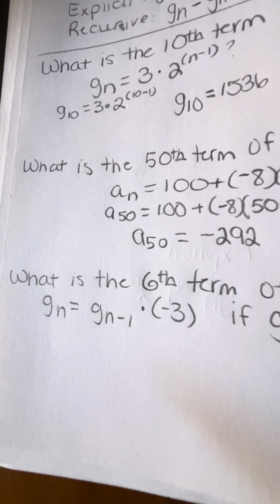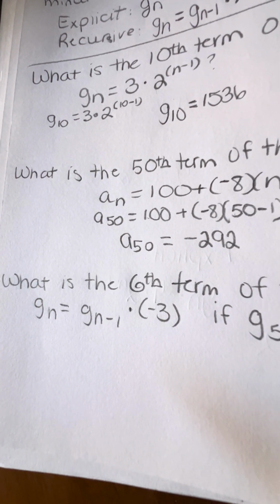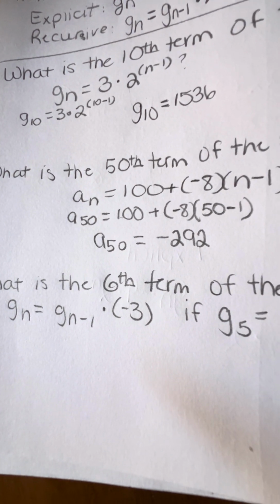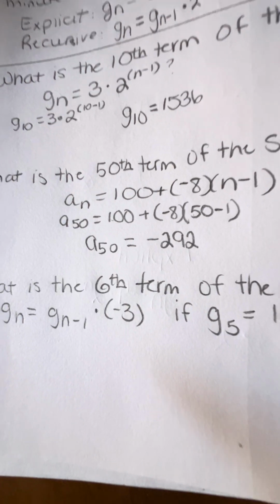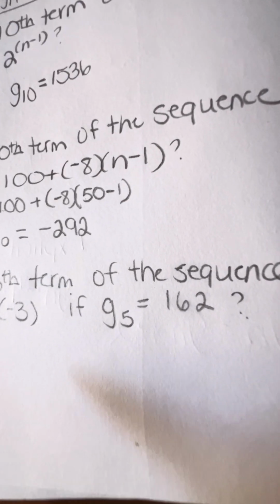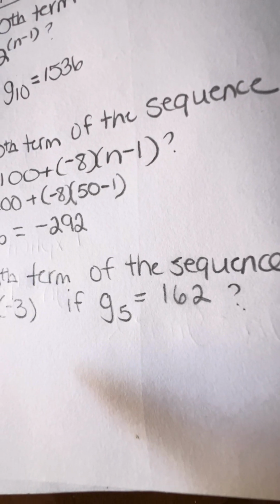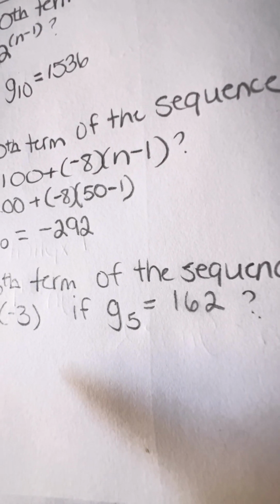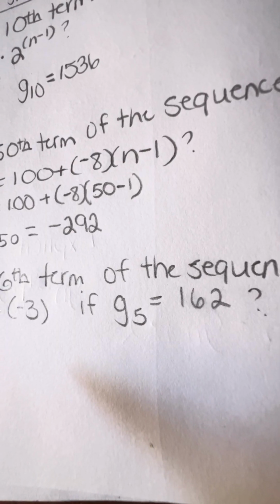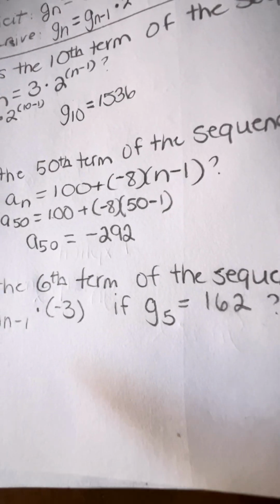If we know g sub n is equal to g sub n minus 1 times a negative 3. So what does all that mean? We're also told that g sub 5 is 162. So that helps me because I know the fifth term, because I need to know the fifth term in order to get the sixth term. And if I'm using the recursive, that's what I need.